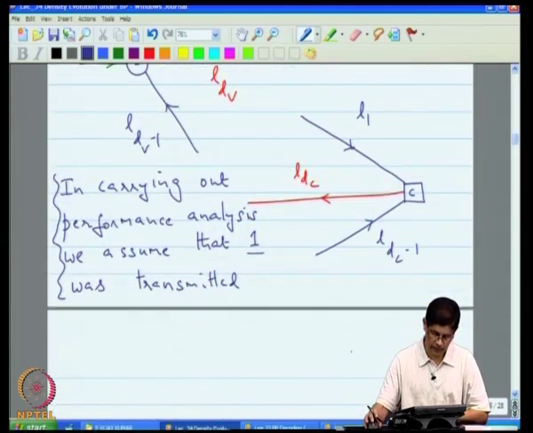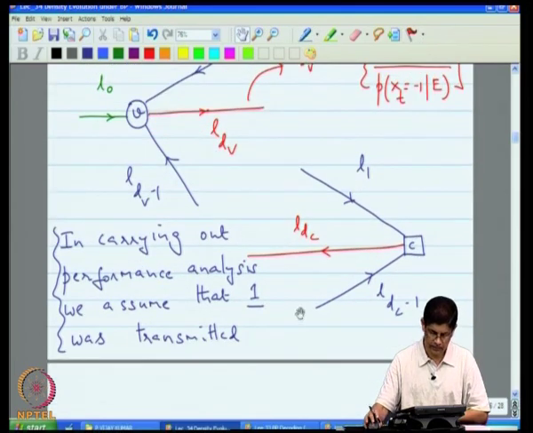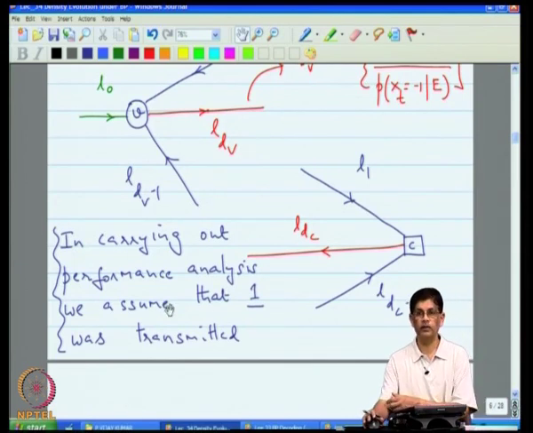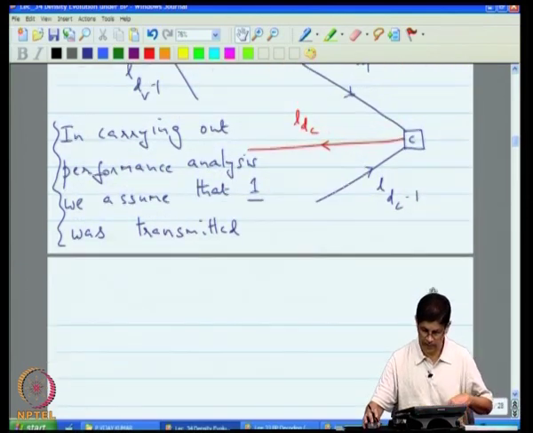Okay. So, coming down here, we have now justified making the assumption, in carrying out performance analysis, that the all-one codeword was actually transmitted. So, that is where we are now.